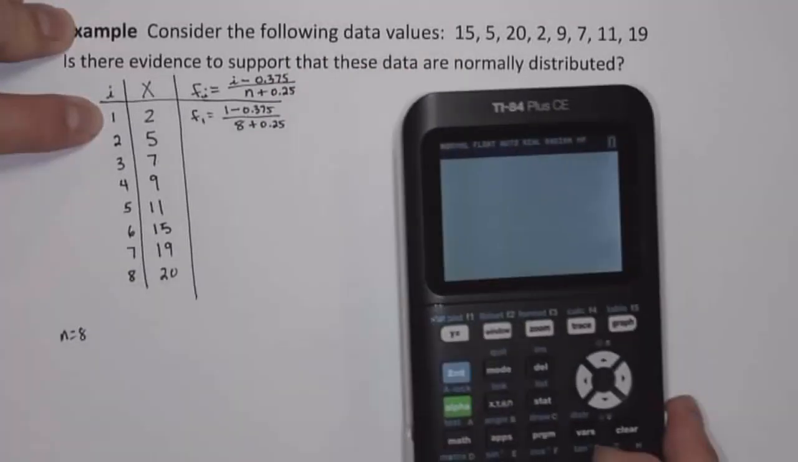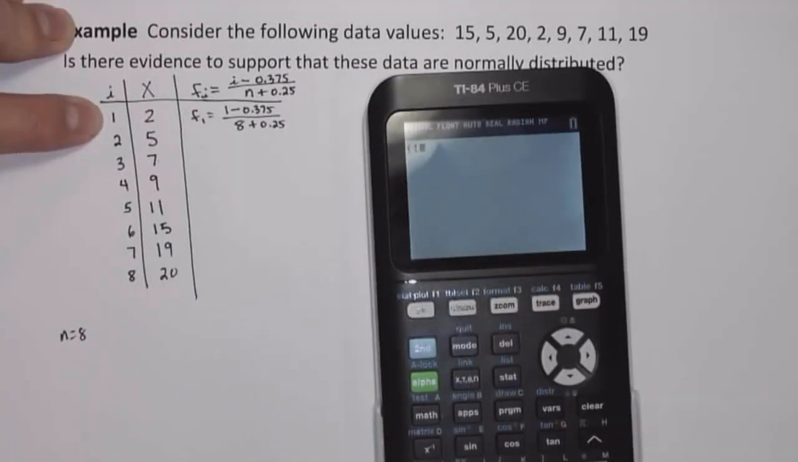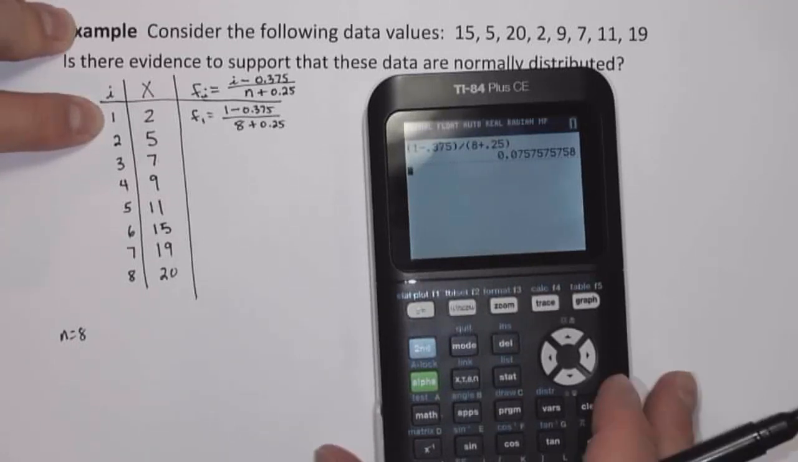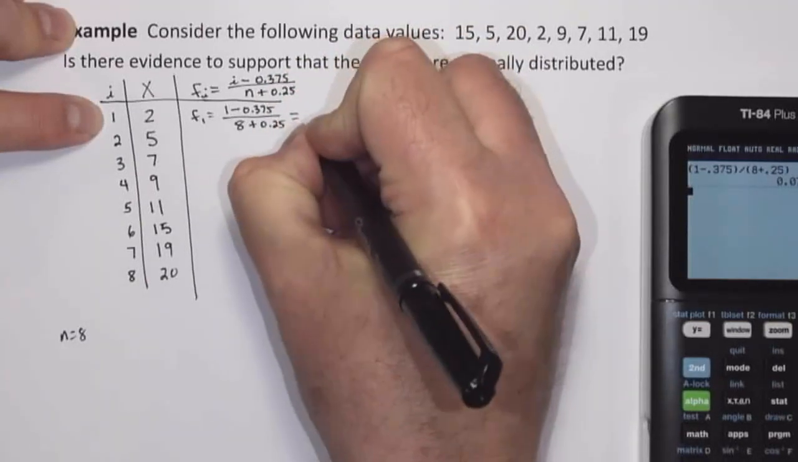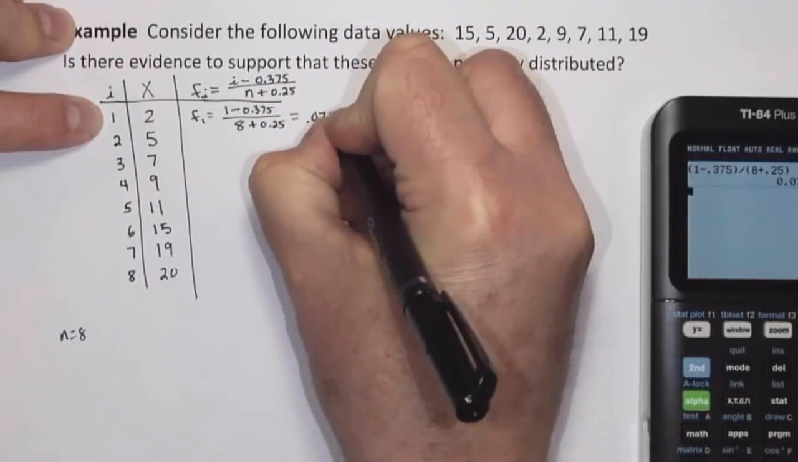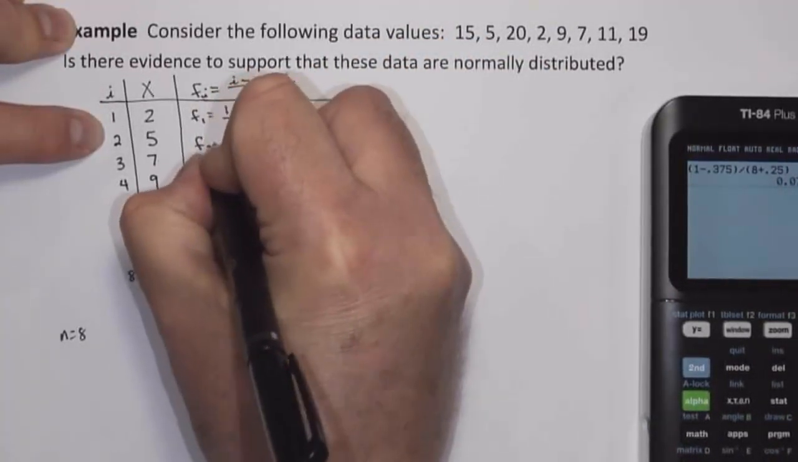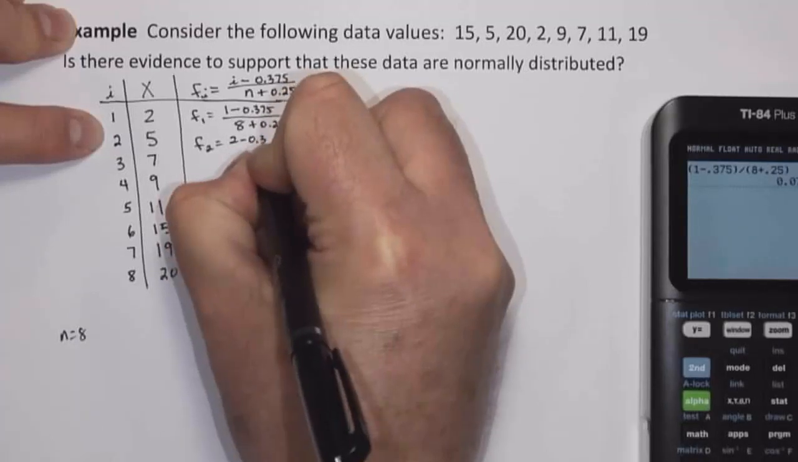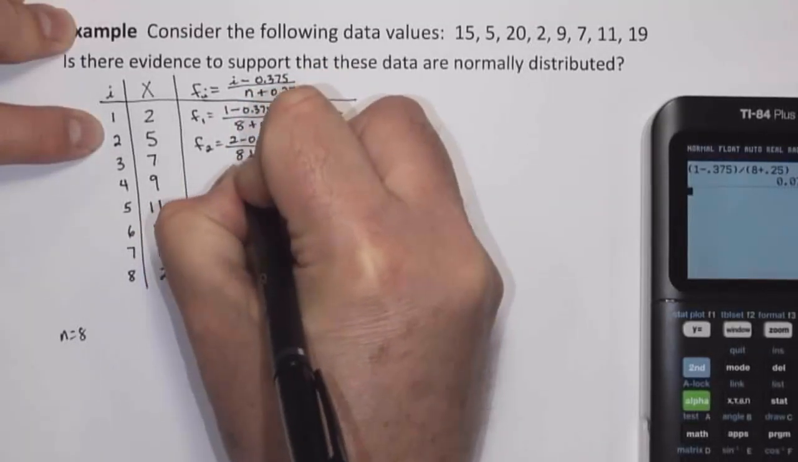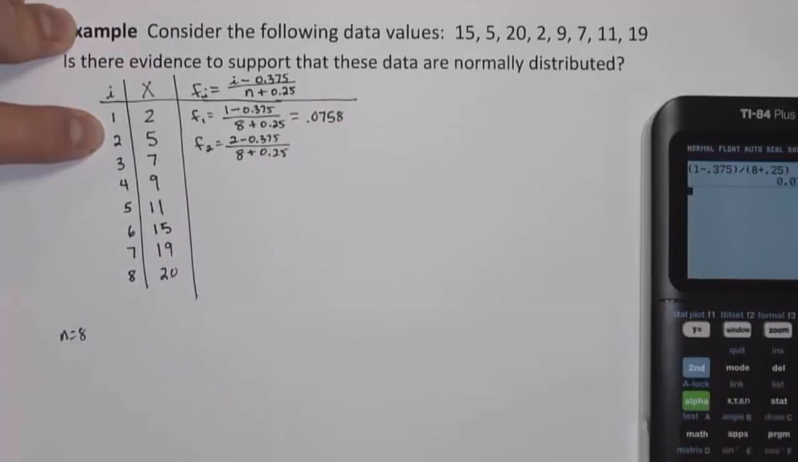Now, if I use my calculator to calculate that, 1 minus 0.375, divided by 8 plus 0.25. Notice I had to put those in parentheses. Then that gives me 0.0758 if I round to 4 places. So this is approximately 0.0758. F sub 2 would be (2 minus 0.375) divided by (8 plus 0.25).